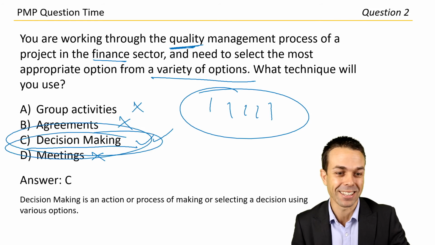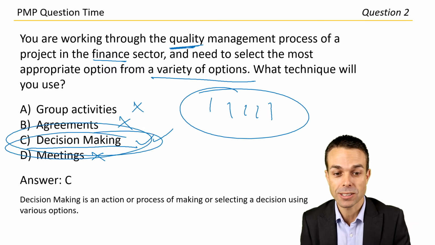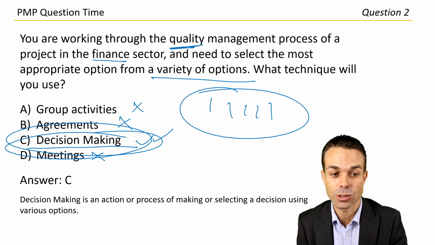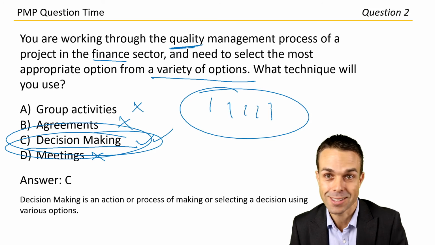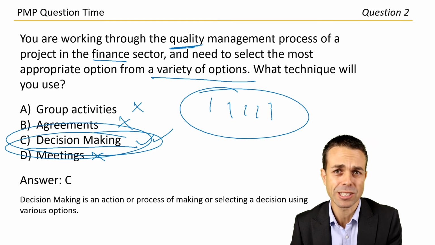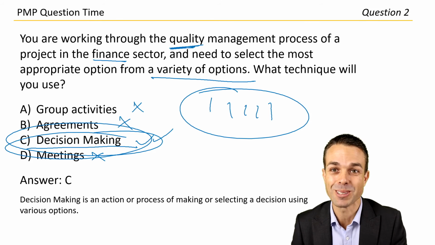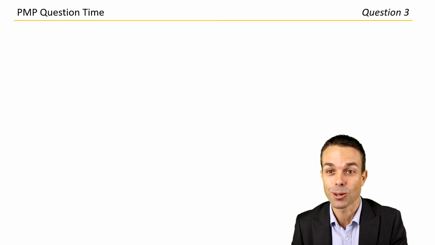Answer C, fantastic. The decision making is an actional process of making or selecting a decision using various options, and that's exactly what we're after. One of the soft skills that you'll come across in project management. Let's look at question 3.